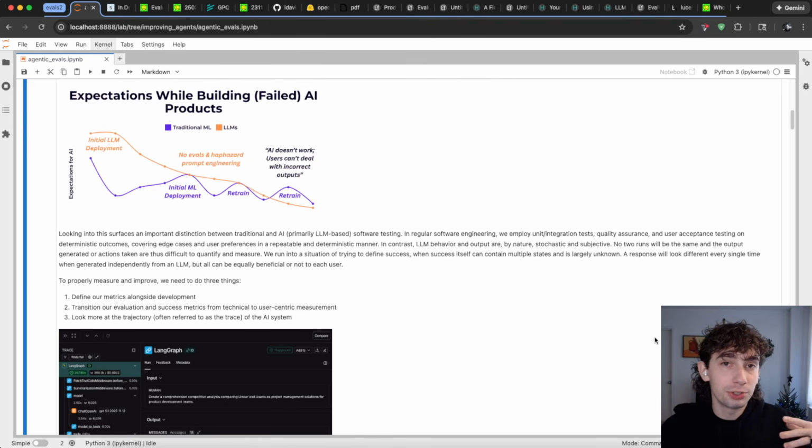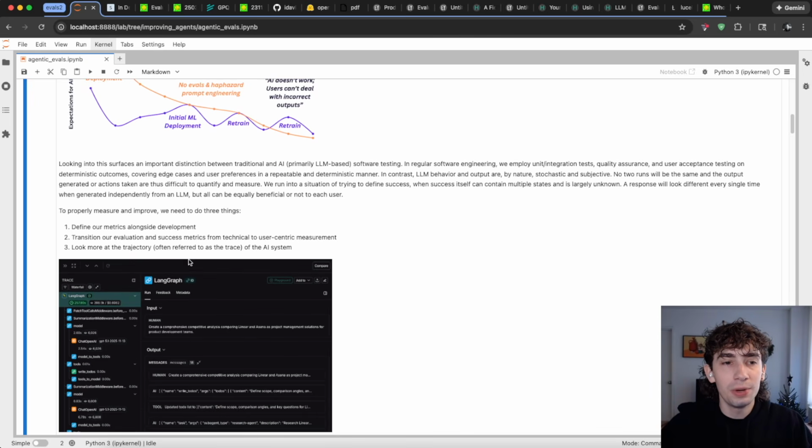So to actually start to define what to measure and what to optimize against to make measurable improvements in our products, we need to properly do three specific things. First is define our metrics alongside development, second, transition our evaluation and success metrics from technical to user-centric measurement, and finally, we need to look more at the trajectory, which is often referred to as the trace of the language model system that we are building.